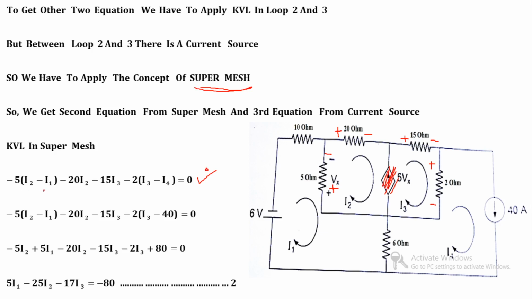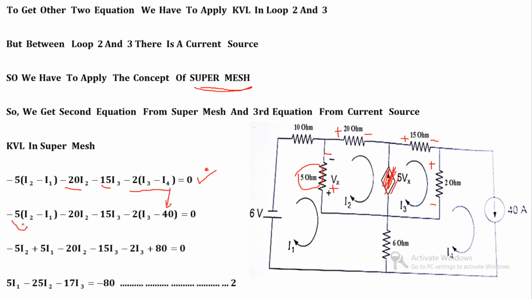This is the minus 5 (I2 minus I1). For this 20 ohm we can write minus 20 I2. For this 15 ohm we can write minus 15 I3, and for this 2 ohm which is in between loop number 3 and loop number 4 we can write minus 2 (I3 minus I4). Now we will replace I4 by 40, and again simplify.